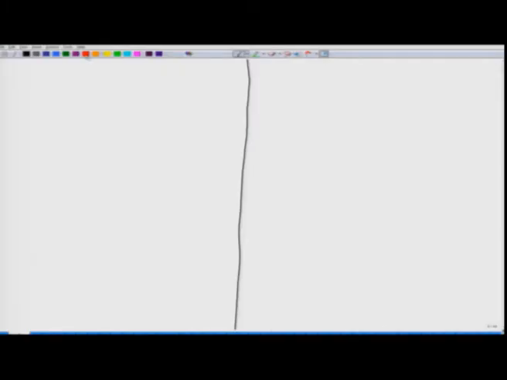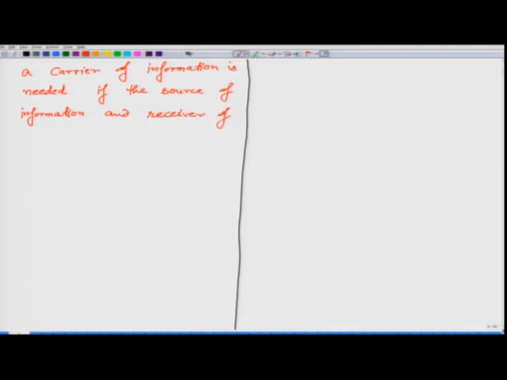So, when the source of the information and the receiver of information are far away, we need to have a carrier in between. So, a carrier of information is needed if the source of information and receiver of information are far away.